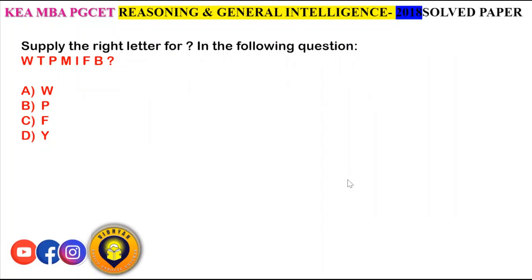Supply the right letter for the question mark in the following question: W, T, P, M, I, F, B. So if you look from right to left, B to F, what is the difference? C, D, E, F. That means plus 4, I can say.